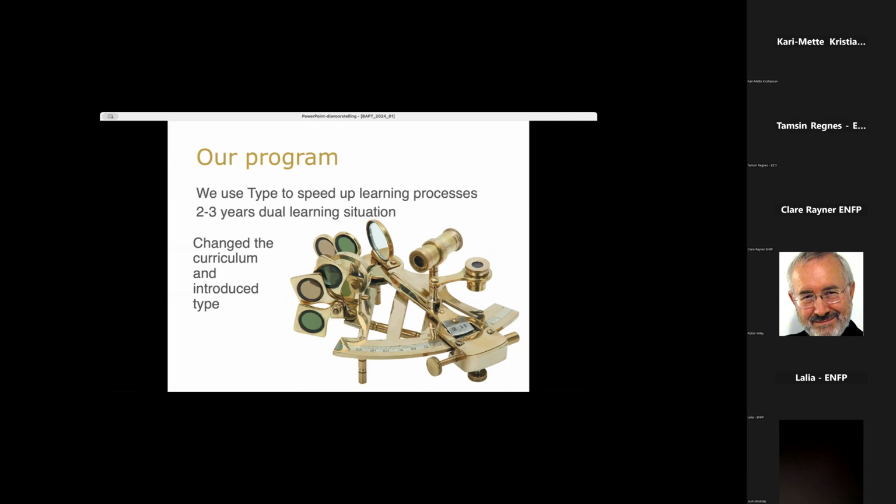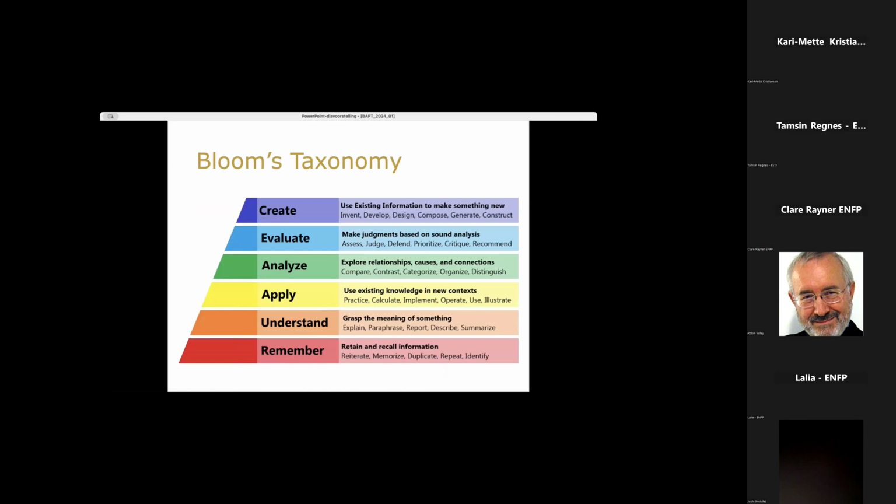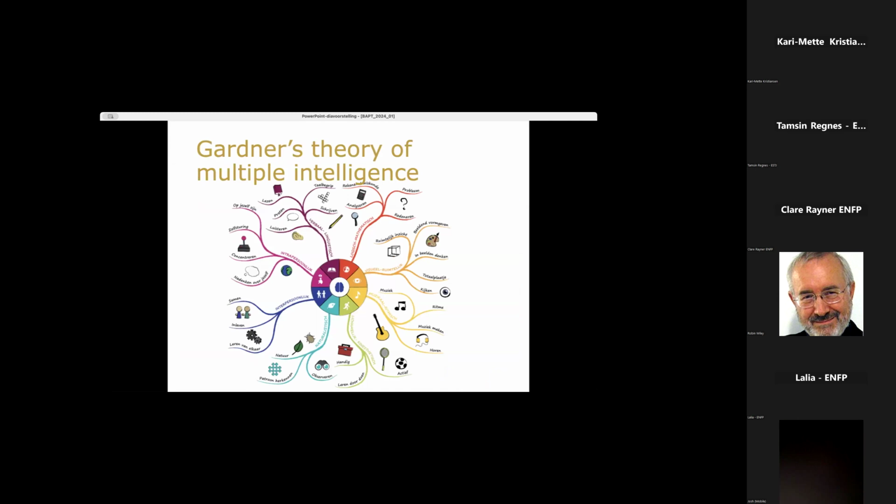And 10 years ago, we only had type at the beginning of our program, but during the last decade, we made it broader, and also use all kinds of didactical and pedagogical other things like Miller's pyramid, from knows to knows how, shows and does. We also are using Bloom's taxonomy. I'll also make sure you'll get the PowerPoint. We also are using Gardner's theory of multiple intelligences, and we are combining them. We are playing with them.